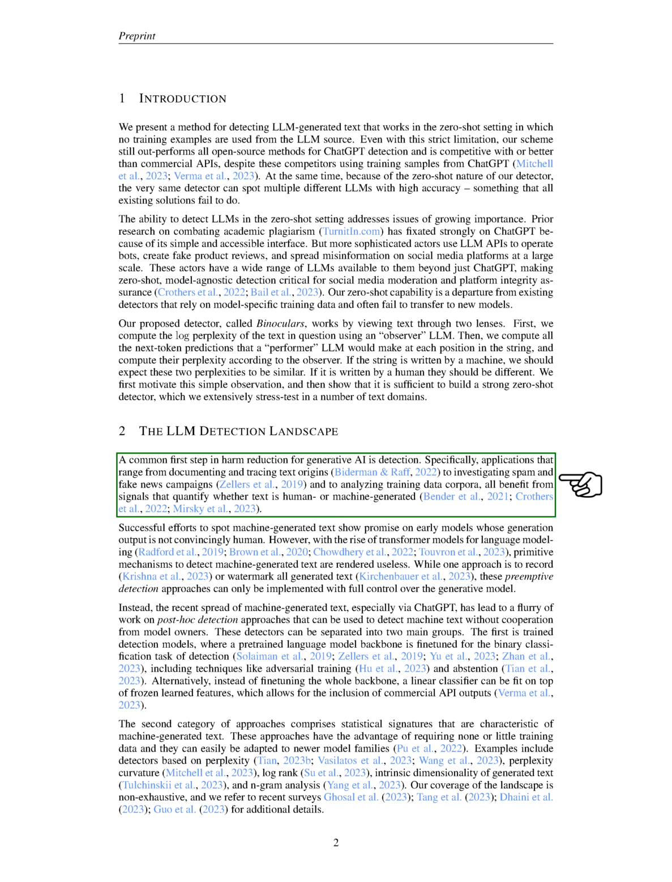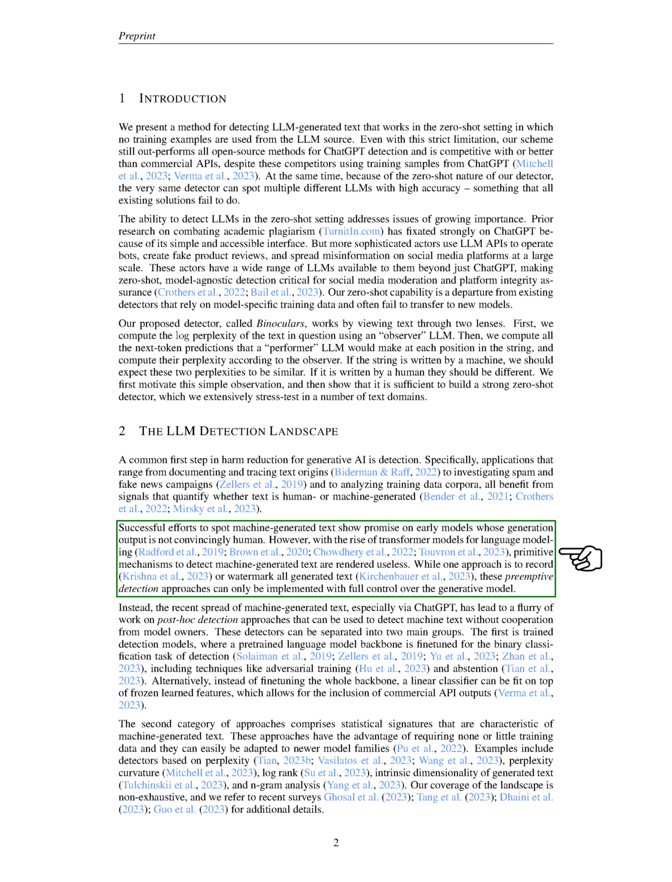Detecting machine-generated text is a crucial first step in mitigating the potential harm caused by generative AI. Applications that benefit from this include tracing text origins, investigating spam and fake news campaigns, and analyzing training data corpora. While early efforts to detect machine-generated text were successful with primitive models, the rise of transformer models for language modeling has rendered these methods ineffective.